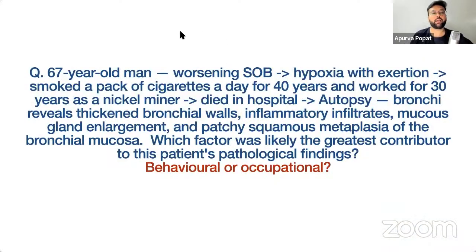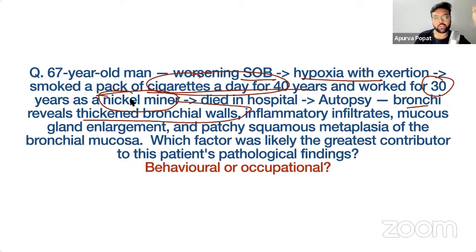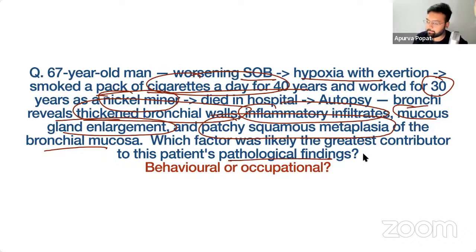Let's move on. A 67-year-old male is coming to you with worsening shortness of breath. This is an excellent question. He's having hypoxia with exertion. He is a smoker and he worked for 30 years as a nickel miner. The autopsy is showing bronchi with thickened bronchial walls. There are inflammatory infiltrates. The mucous glands are enlarged. There is patchy squamous metaplasia of the bronchial mucosa. Which factor was likely the greatest contributor to the patient's pathological finding?